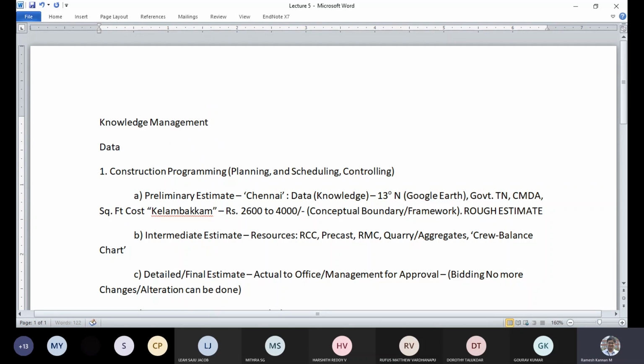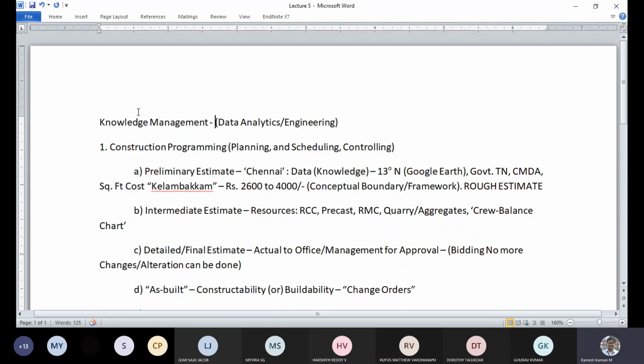Nowadays we talk about data engineering, right? This is a pretty new term, data engineering, or you can even call it data analytics and something like that. All those things are typically knowledge management, which is a pretty important term.